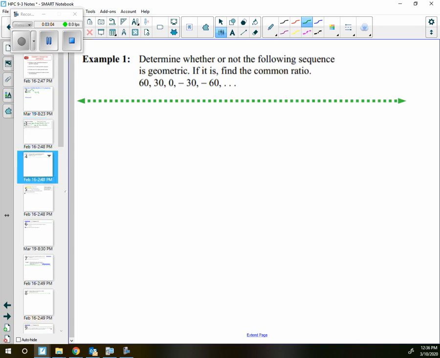So let's think about how we would check to see if something is in fact geometric. Let's take a look at this one and see if we think it is geometric. We're starting with a 60 and it goes to a 30. If I take 30 divided by 60, that would be 1/2. So if I'm checking for a common ratio, it looks like I should be multiplying by a half. But then that same ratio should work for the next one. And 0 divided by 30 is most definitely not a half.